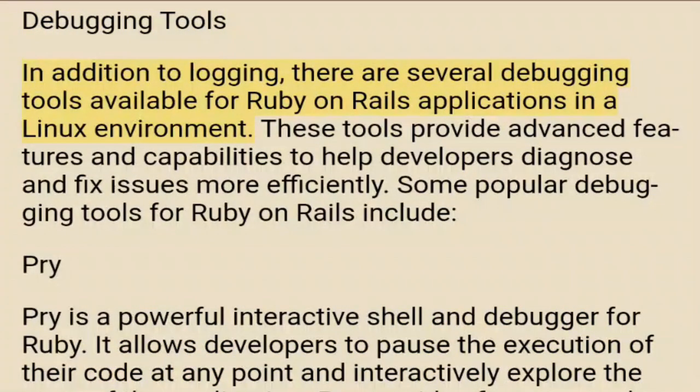In addition to logging, there are several debugging tools available for Ruby on Rails applications in a Linux environment. These tools provide advanced features and capabilities to help developers diagnose and fix issues more efficiently. Some popular debugging tools for Ruby on Rails include Pry. Pry is a powerful interactive shell and debugger for Ruby.